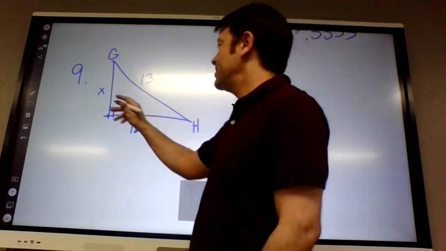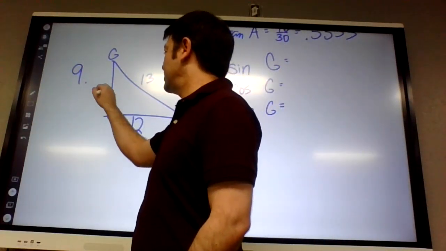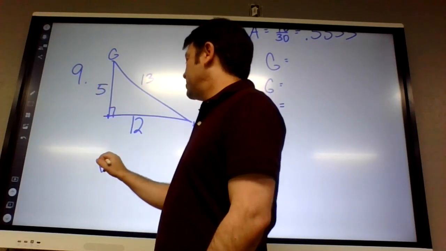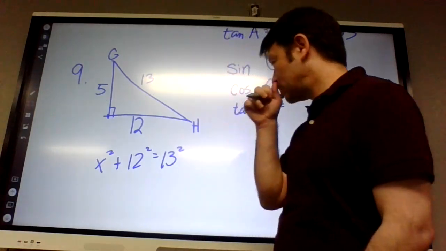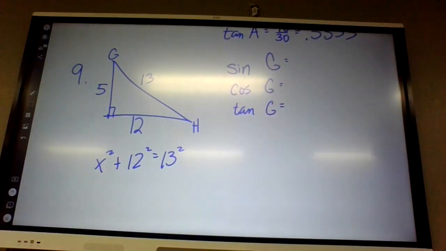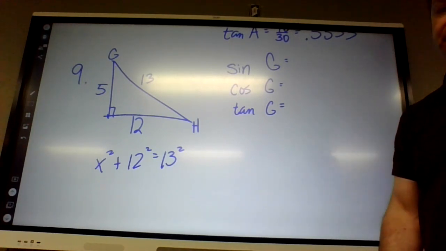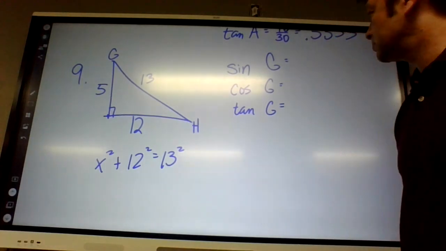Anyway, I'm going to fast forward and just say that comes out as 5. But you'd have to do this if you didn't know. That is the second most popular right triangle, 5, 12, 13. The first most popular is the 3, 4, 5 that we did on number 1.